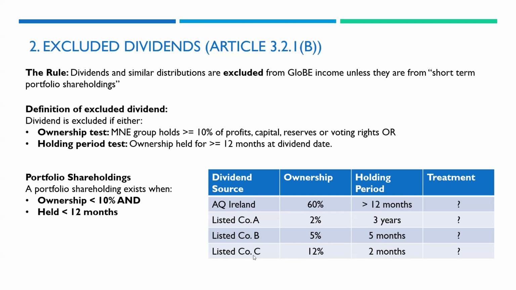Now listed company C: I have 12% ownership, but a holding period of only 2 months. What about now? Can I exclude? Okay, Sahil says yes, Ashik says yes. Yes, you have to exclude, my friend, because you have more than 10% ownership. Are you getting it? It is just like participation exemption, but with a little twist. Instead of 5%, it should be 10% or holding for 12 months.